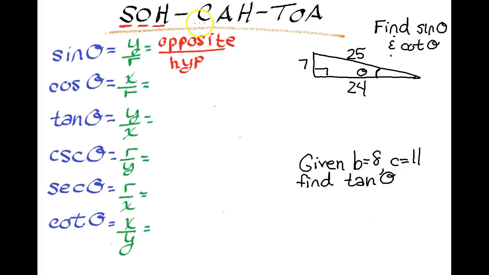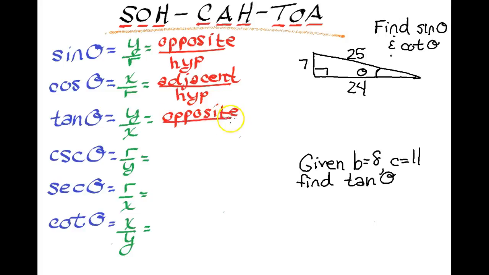The Cah means cosine is adjacent over hypotenuse. So let's go ahead and write down adjacent over hypotenuse. And then the Toa means tangent is opposite over adjacent. So let's go ahead and write that down. And then how would we figure out the same thing using opposite, hypotenuse, and adjacent for our reciprocal functions?